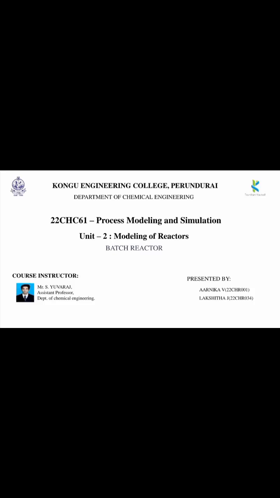In this video, we will learn about batch reactors. To start with, what is a batch reactor? A batch reactor is a closed system used in chemical and biochemical processes where all reactants are loaded at the start and then the reaction proceeds over time and products are removed only at the end of the reaction.